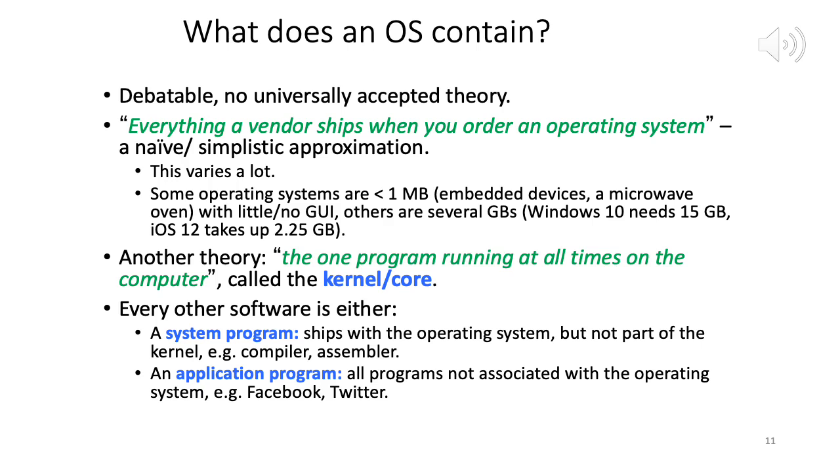So every other software besides the kernel or core is either a system program, which ships with the OS but is not part of the kernel. So we have a compiler when we are compiling code, right? We have an assembler. So those are examples of a system program. You can have a memory manager. You can have a CPU scheduler. All those are system programs. And then in the other class, you have application programs. So all programs not associated with the OS, for example, Facebook, Twitter.